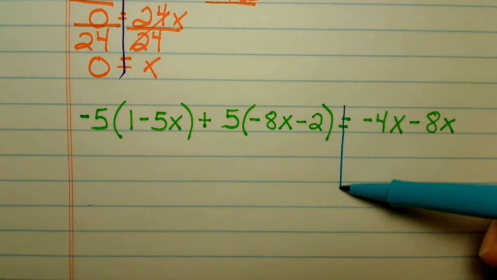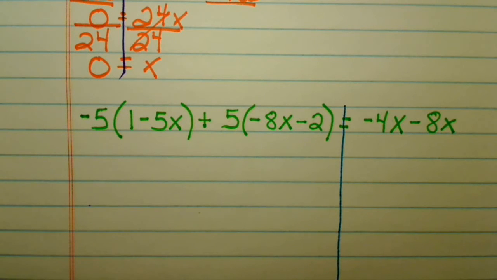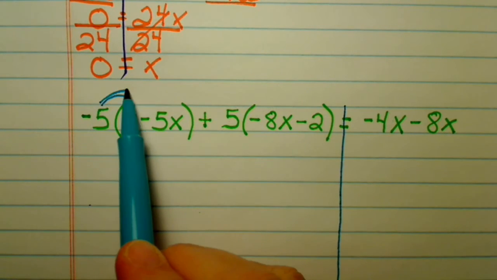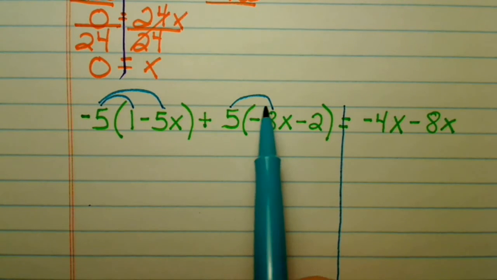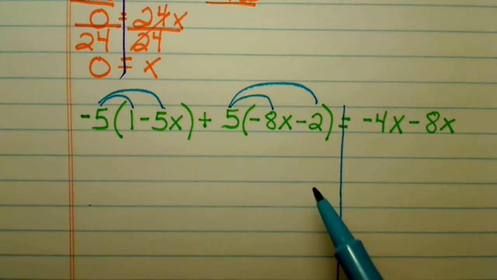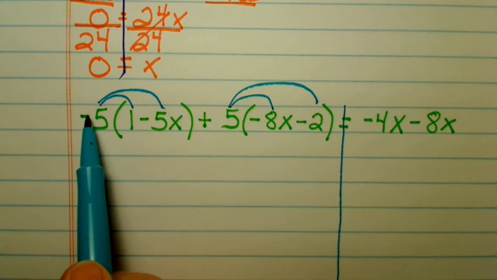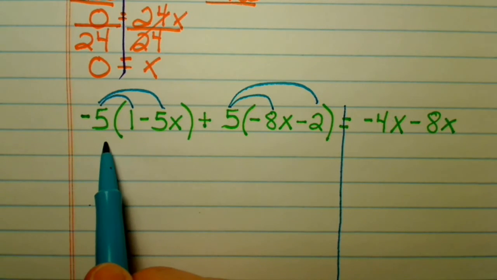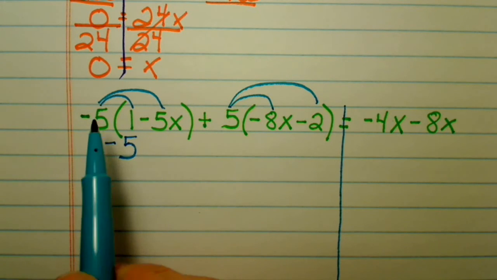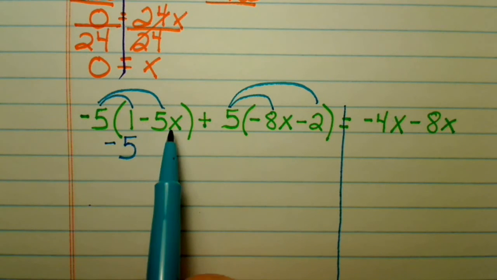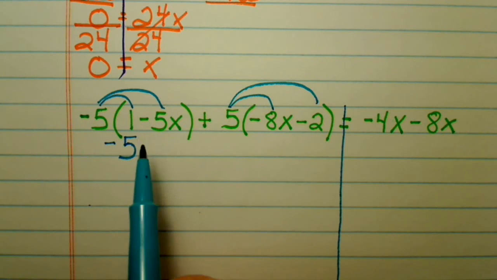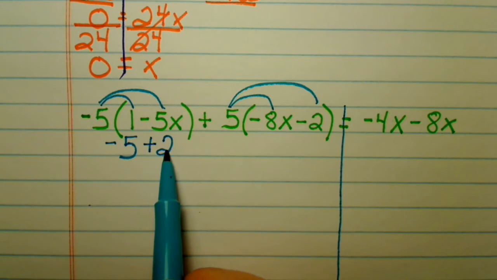Okay, so let's put our little river here. Step 1, do the distributive property. Look for parentheses. We have it here, and we have it here also. So we're going to do it in both places. Okay, a negative 5 times 1 is a negative 5. A negative 5 times a negative 5x is a positive 25x.